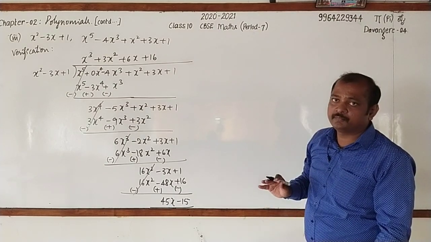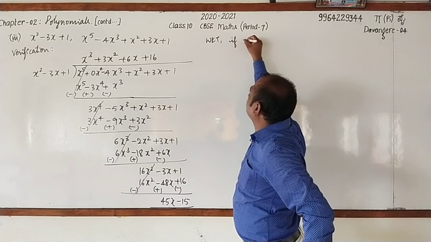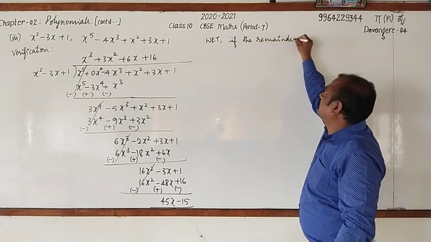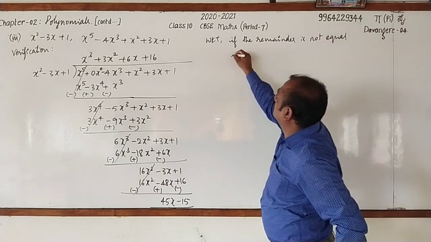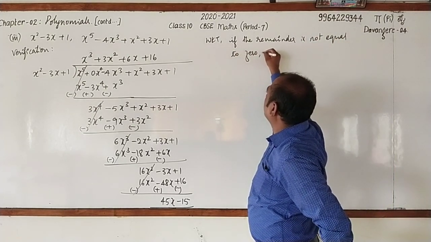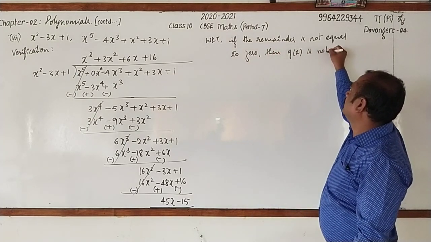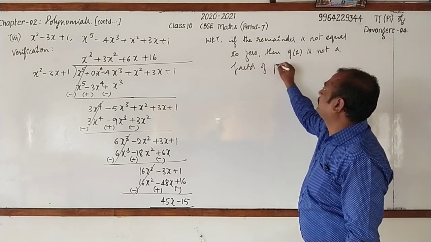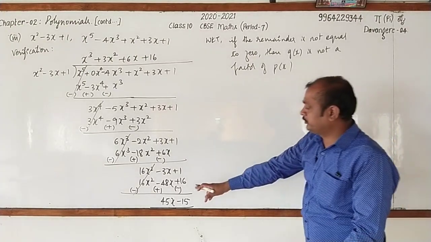Did you understand? Here I am going to write. We know that if the remainder is not equal to 0, then g of x is not a factor of p of x. Clear?